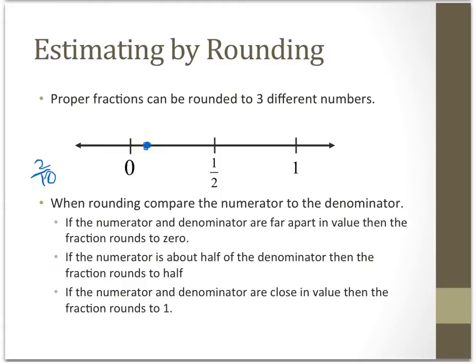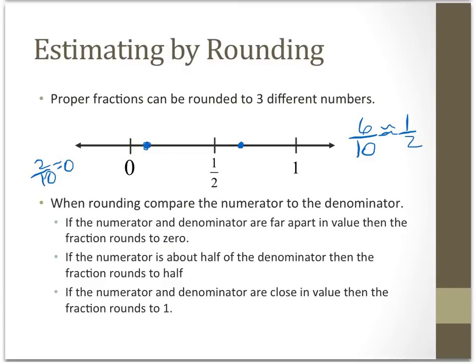If the numerator is about half of the denominator, then that fraction will round to a half. So keeping with the same denominator of 10, let's say I have a fraction like 6/10. Notice here, 6 is roughly half of 10, just a little bit more. Therefore, on this number line, 6/10 would go somewhere in here, which is close to a half. So 6/10 would be about a half. Again, 2/10 would be about 0.